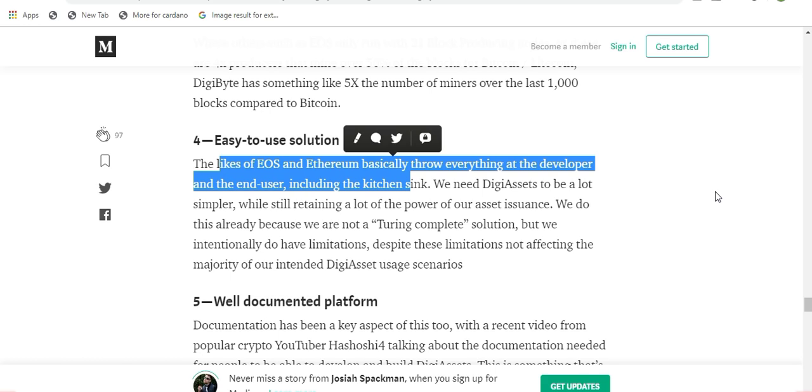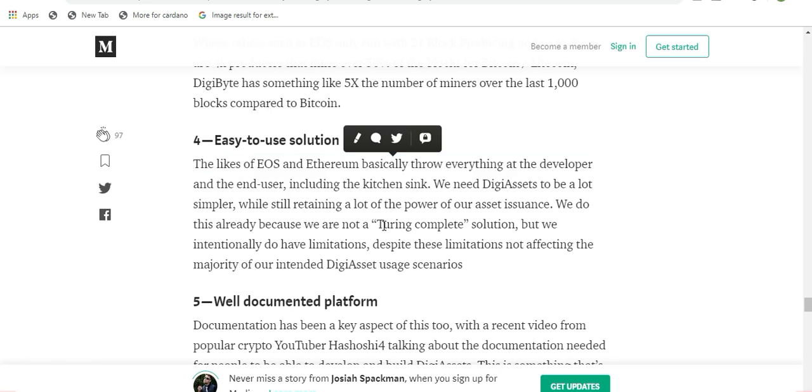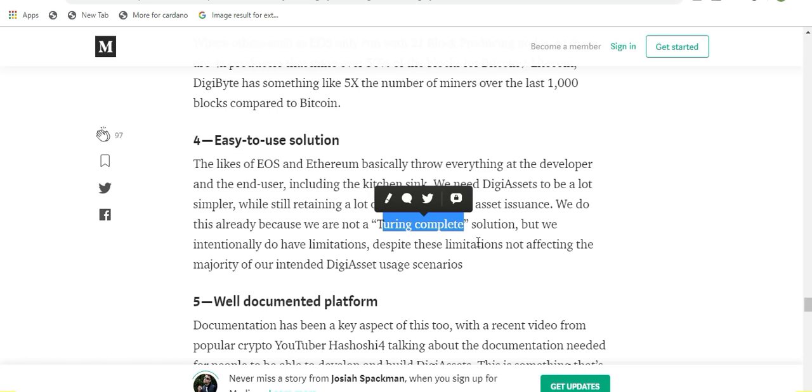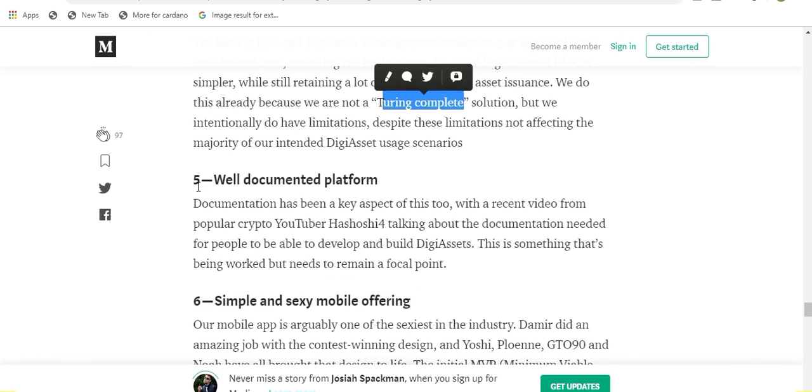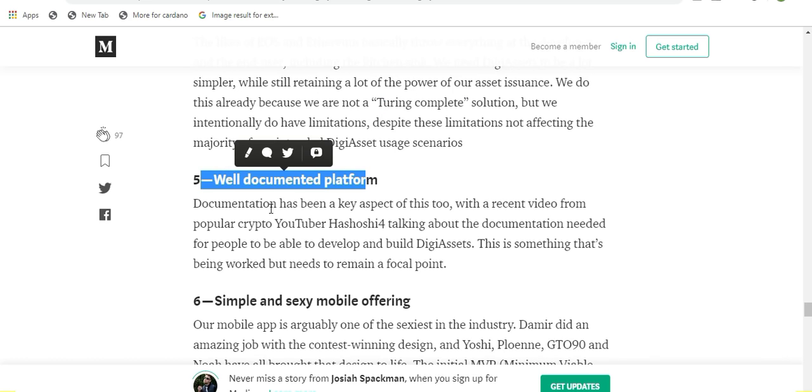We want DigiAssets to be a lot simpler while still retaining a lot of the power of our asset issuance. We do this already because we are not a Turing complete solution. But we intentionally do have limitations, despite these limitations not affecting the majority of our intended DigiAsset usage scenarios. So number 5 being a well-documented platform.